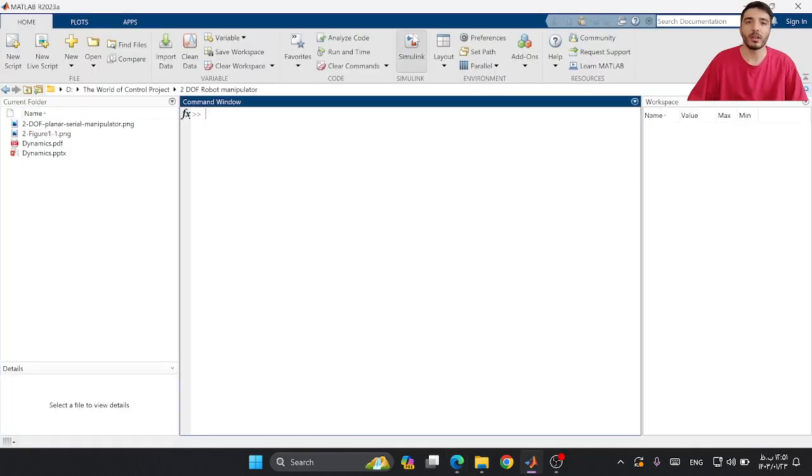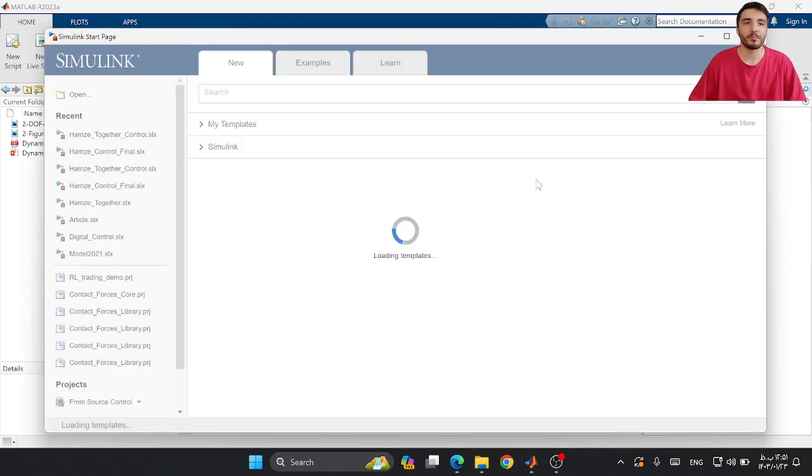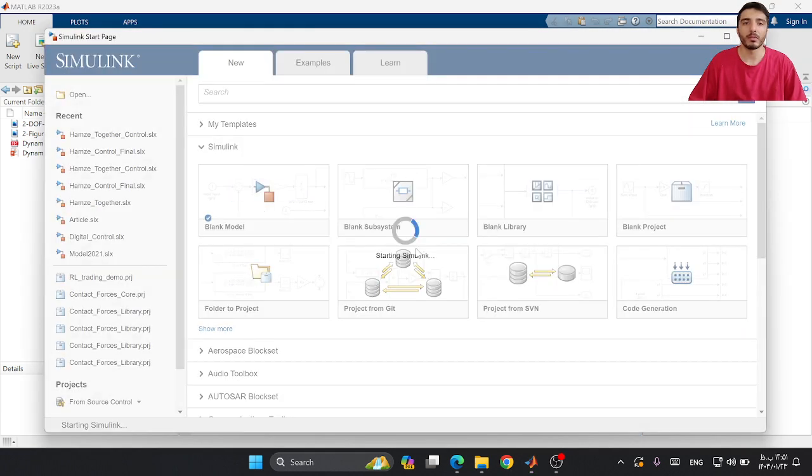So I will open up a Simulink blank model here. Okay, let's wait until the blank model is opened.